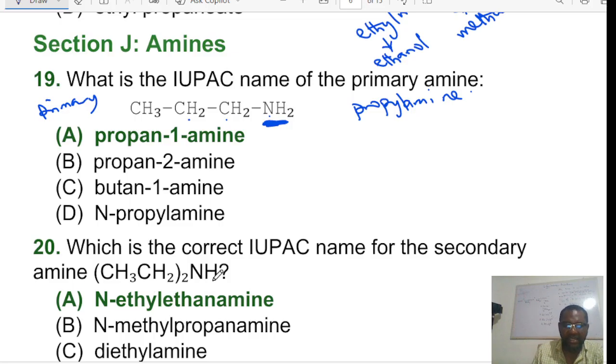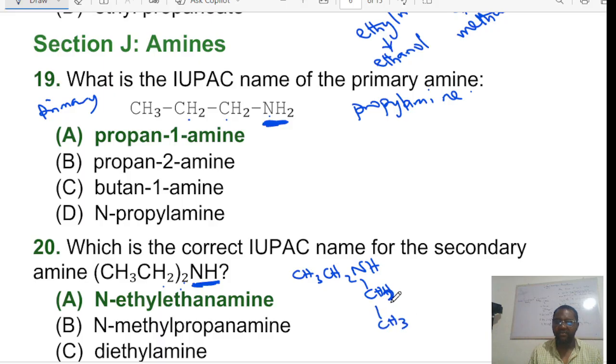Now, this one here is secondary because the nitrogen has only 1 hydrogen. And if you notice, it has 2 ethyl attached to it. If I want to write this in full, it should be CH3, CH2, then NH, then CH2, and CH3. So how you name this is N, you must have N. N-diethylamine. That's what it means. N-diethylamine.